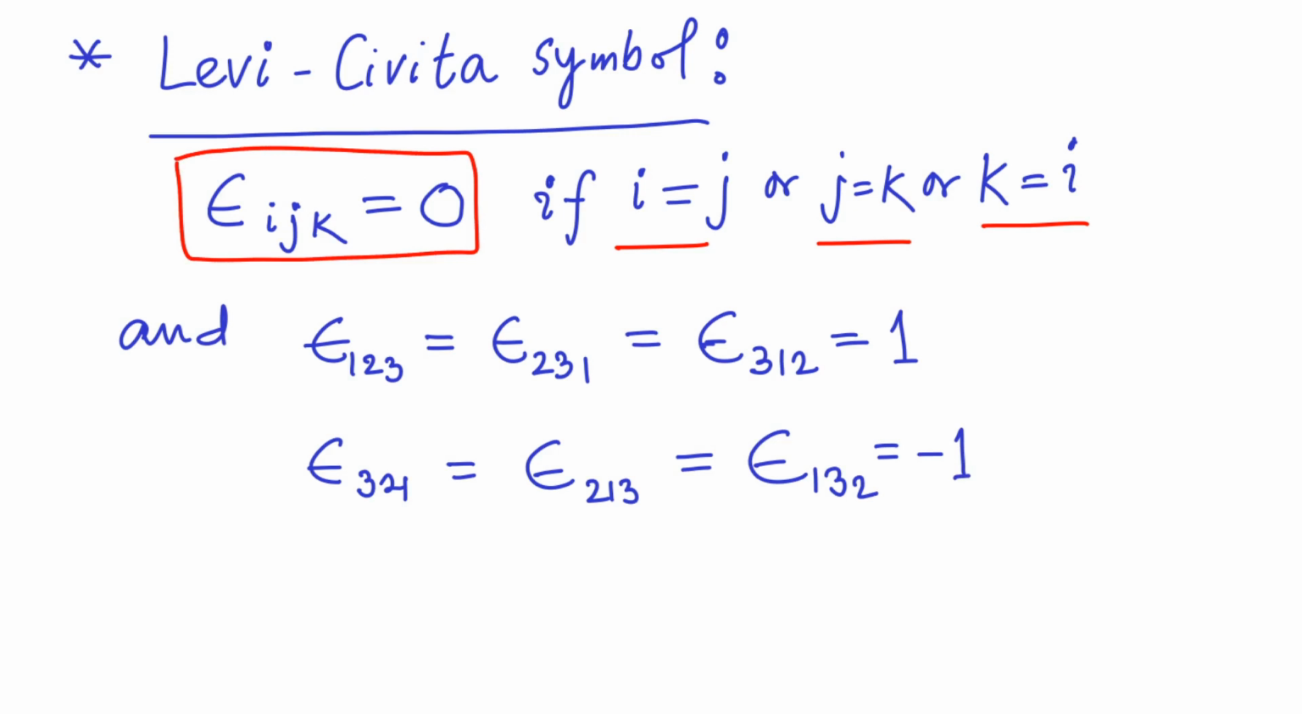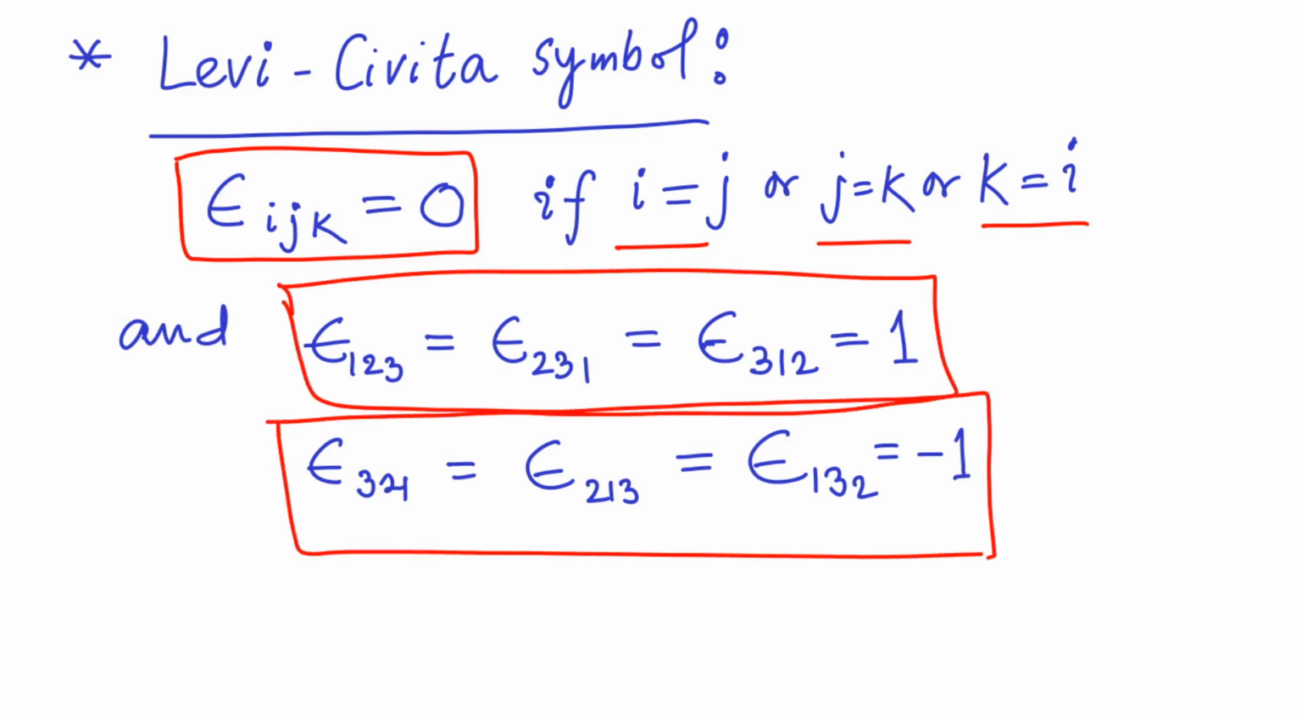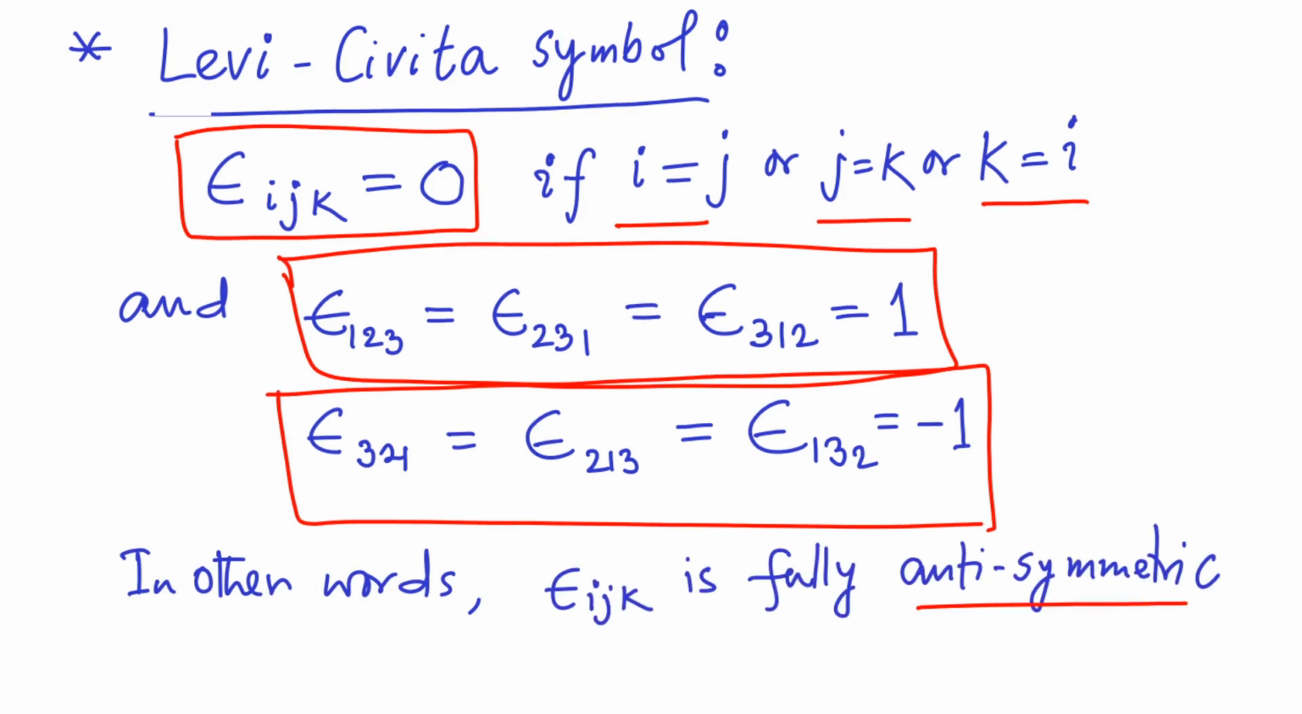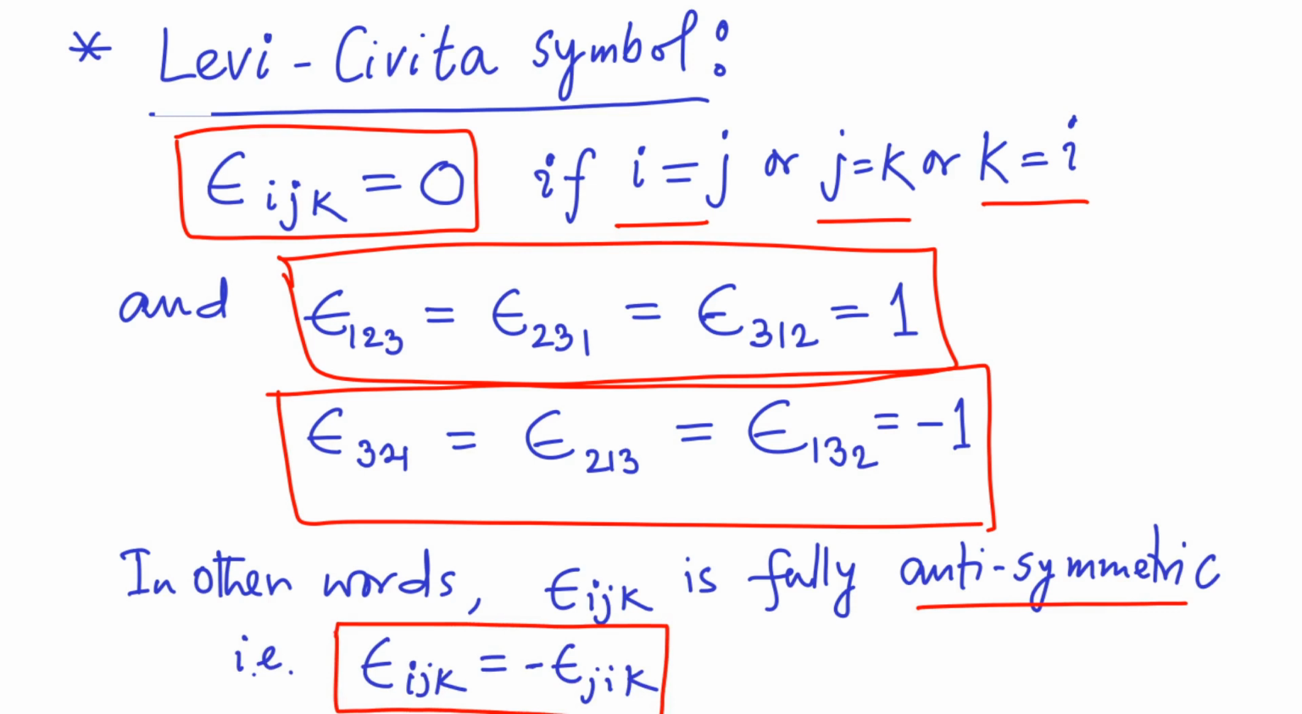In other words, by definition, the Levi-Civita symbol epsilon ijk is a fully antisymmetric object. That is, if you exchange any two indices of epsilon ijk, you get a negative sign. For example, epsilon ijk is equal to minus epsilon jik.